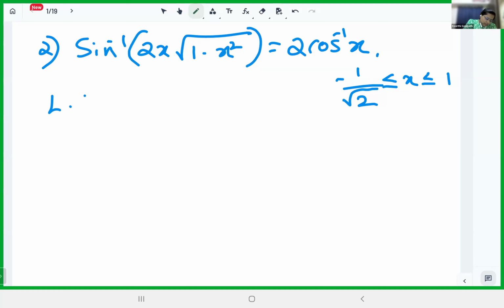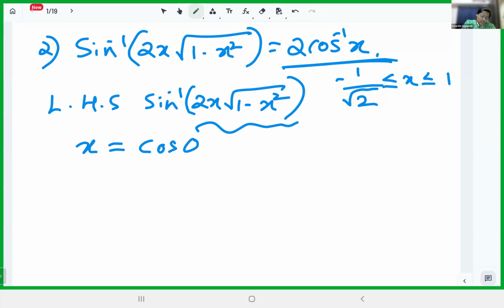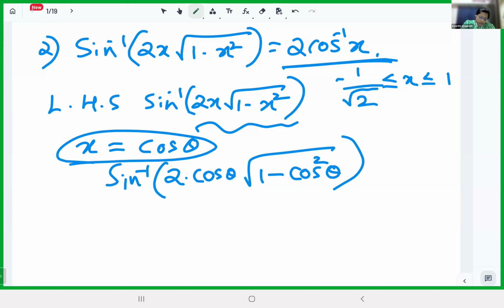Here also I am starting with LHS. LHS is sine inverse of 2x into root of 1 minus x square. Now we have to put a value instead of x in order to make this portion as sine. But here you can see that in the right hand side it is in cos. So I am taking x as cos theta. So sine inverse of 2 into cos theta into root of 1 minus cos square theta.